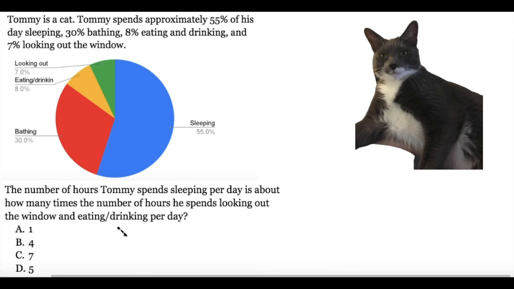Okay, so the question says the number of hours Tommy spends sleeping per day is about how many times the number of hours he spends looking out the window and eating/drinking per day. Is it A, B, C, or D?